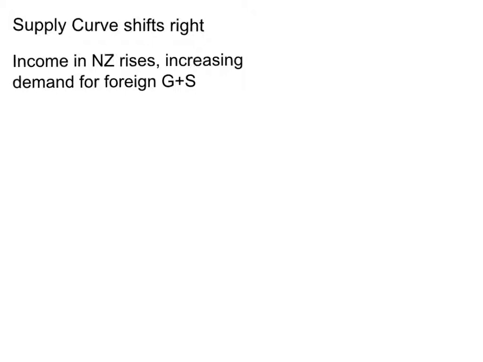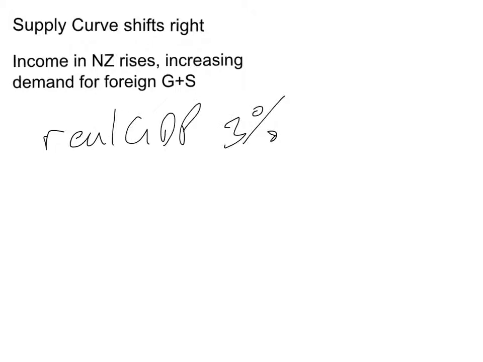So if income rises in New Zealand, look, if real GDP goes from 3% to 5%, that means that incomes for a lot of New Zealanders have gone up. And with that comes a change in preference for imported goods rather than, say, domestically produced goods. And to get hold of those foreign goods, what do we have to do?